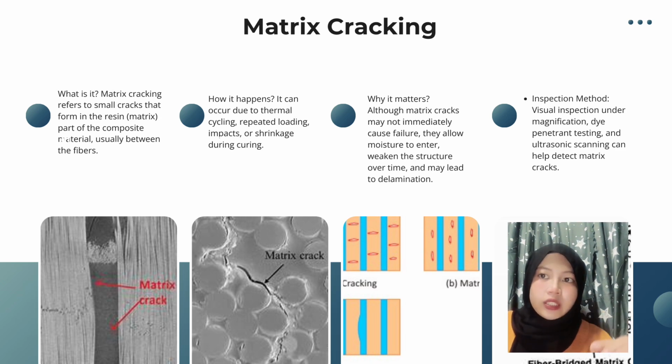How can we detect the matrix cracking? We can detect matrix cracking by visual inspection, dye penetration testing, and we can do ultrasonic scanning, which can help to detect the matrix crack.